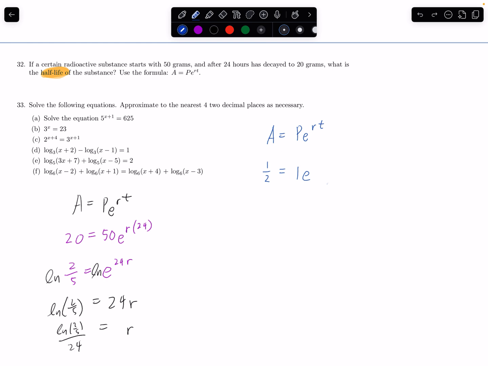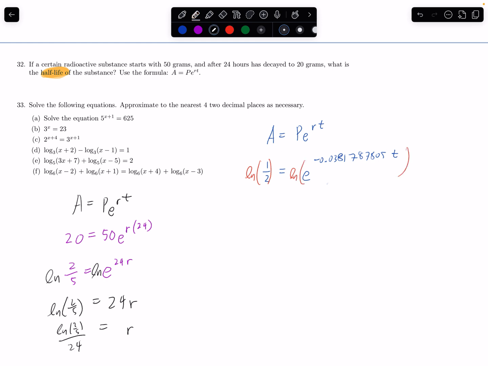Okay, meanwhile, guys, I'm plugging that ln of 2/5 divided by 24 into my calculator to get an approximation to plug in here. So that's going to be negative 0.03817878805 T. Okay, now I'm going to do the same thing as last time. I'm going to solve this for T now, right? Hit both sides with the ln.